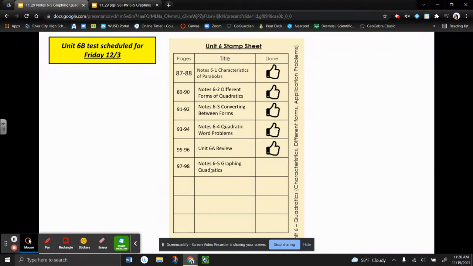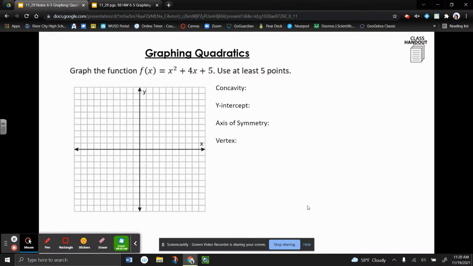All right, here's the video for Note 6-5, Graphing Quadratics. So in this lesson, we're going to learn how to graph quadratics by hand. We know we can use Desmos, but we should be able to graph this by hand using some of the characteristics and then plugging in some points to get some other points. So we need to use at least 5 points.